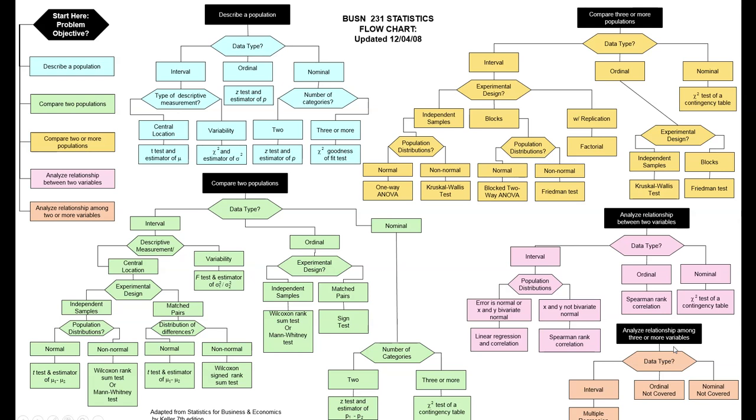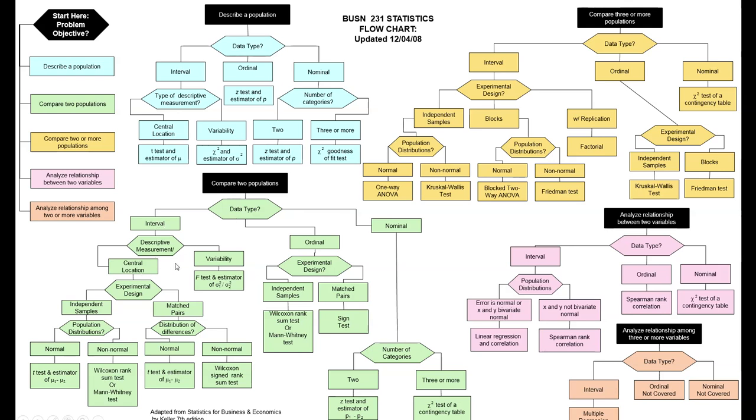So depending on how your problem is structured, you will start at one of these five different root nodes, right? After that, you have to come down one step and decide what type of data you're dealing with. Is it interval, ordinal, or nominal? Numerical, ordinal, or nominal?